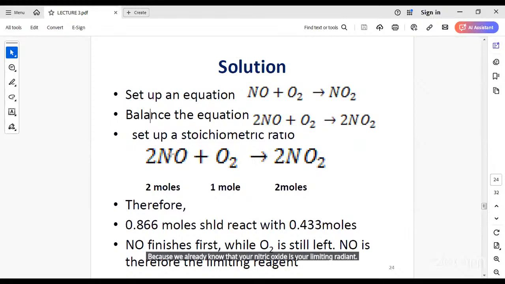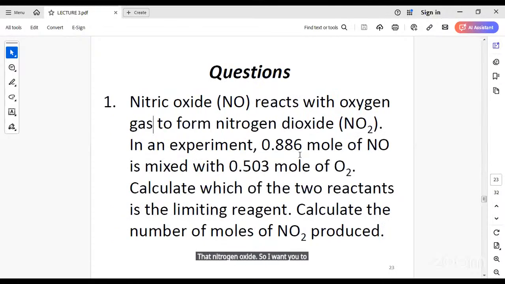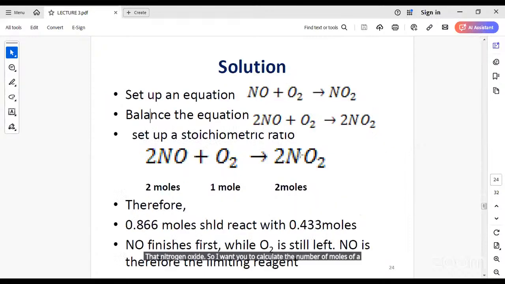So what it means is that 2 moles of your NO2 is what is going to produce 2 moles of your dinitrogen oxide. So I want you to calculate the number of moles of NO2 produced. Can we do that? Since we already know the number of moles of our nitric oxide, because that is the limiting reagent, that is what we are going to use to carry out that calculation.